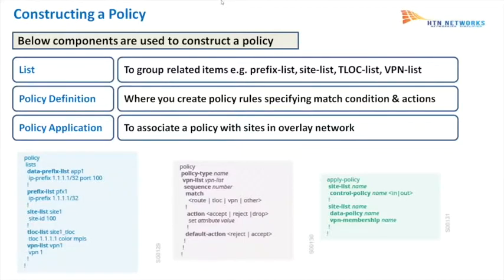And then the third box is showing you how to apply or associate that policy. You define it like apply policy, and then the next line you show the site list where you want to apply this policy. Whatever sites you mention in the site list, it will automatically apply that policy to the sites included in the site list. So that's how you configure or construct a policy.